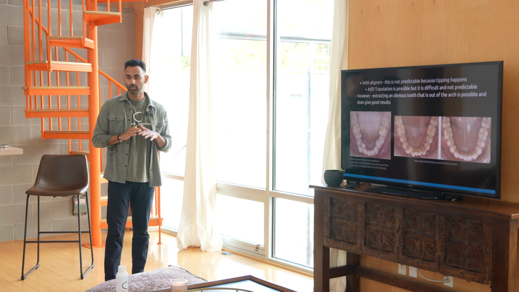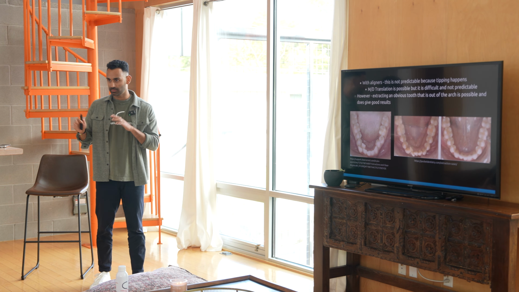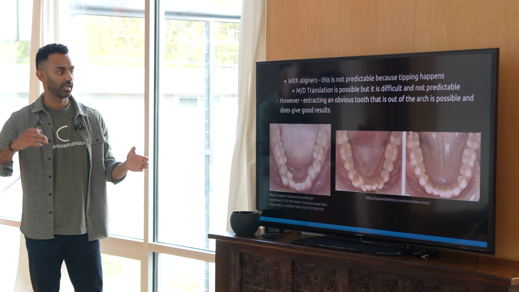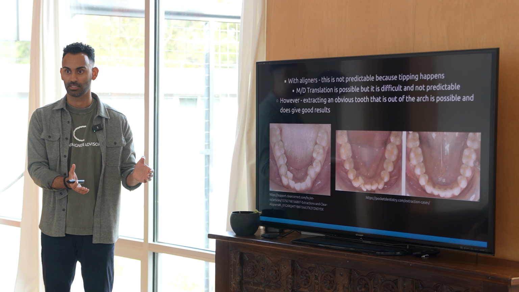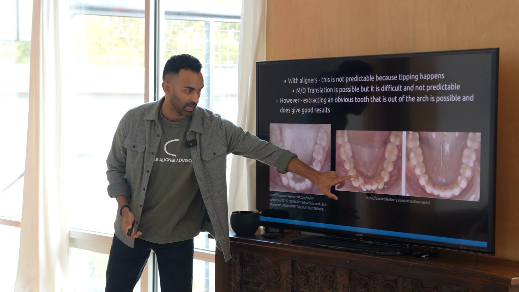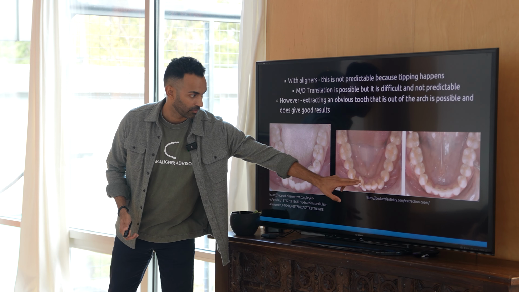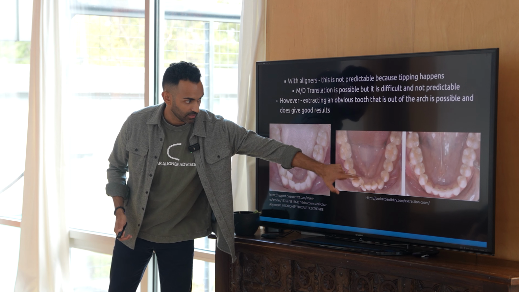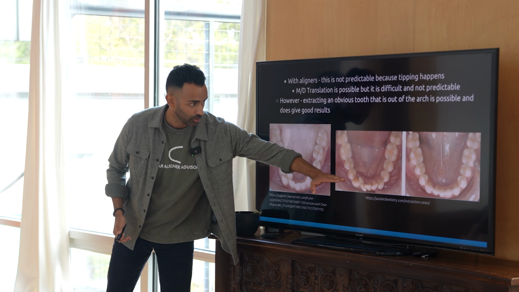Now, I'm not saying don't extract teeth and then move them with aligners. For example, in this case here, when there is an obvious tooth that is out of the arch, it is okay to plan to extract that tooth initially and then move the rest of the teeth into that space. There is no amount of distalization, IPR, none of that stuff that you're going to be able to do to fit this tooth in here.